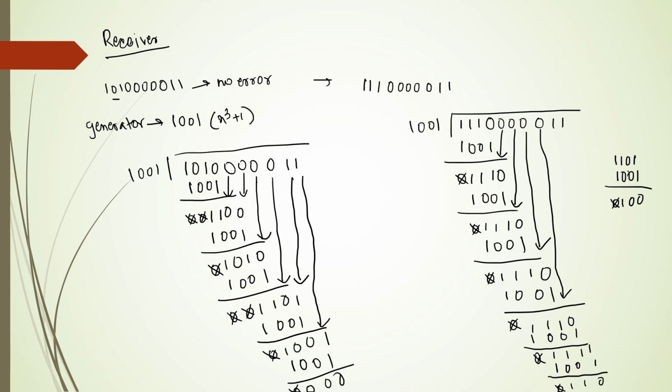Okay then, we have completed the error detection part. Error detection had four things: 1D parity, 2D parity, checksum and CRC. So we have completed CRC till now.